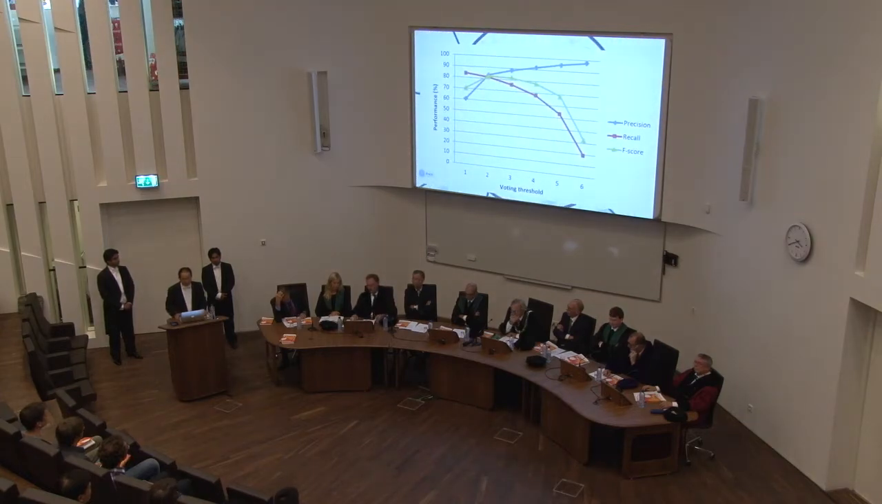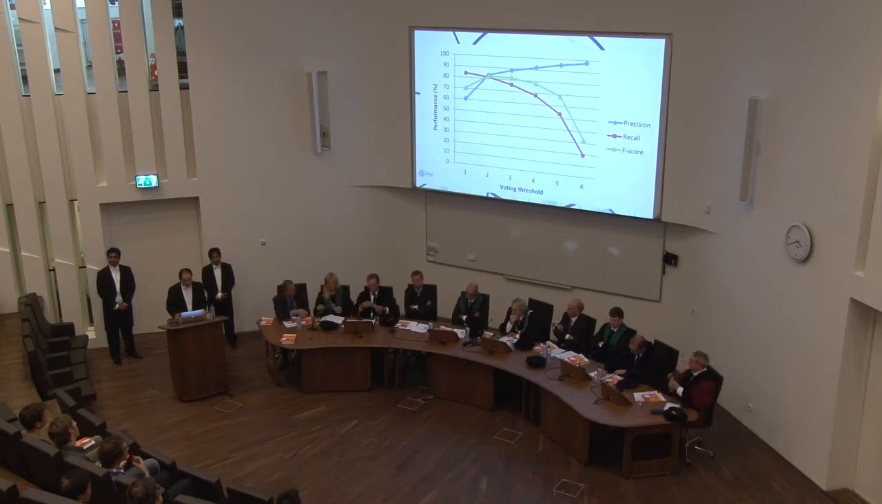Besides these advantages, we can also play with the voting threshold. Here we can see that when the voting number is 1, which means that if any system makes an annotation we mark it as a combined annotation, the recall becomes very high but the precision becomes very low. When the voting number becomes 6, the precision becomes very high, but the recall becomes very low. And when the voting number is 2, we get the highest F-score.